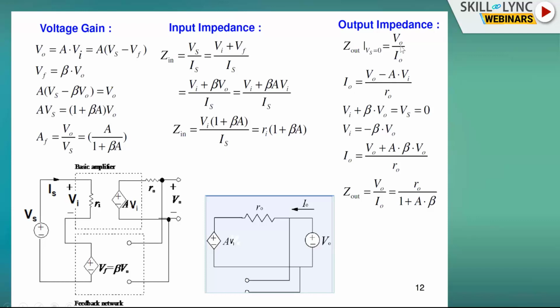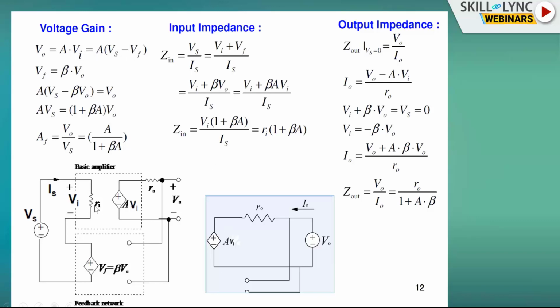Let us see output impedance. To find the output impedance, I am going to make Vs equal to 0 and supply a voltage V0 at the output. So this is the diagram which you have to see. When Vs is equal to 0, what happens here? We have already seen Va is equal to Vs minus Vf. If Vs is equal to 0, Va is equal to minus Vf.